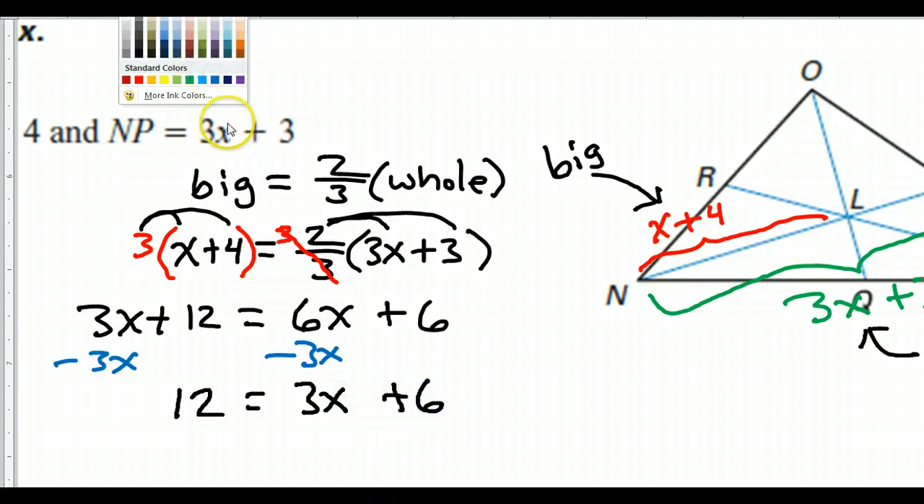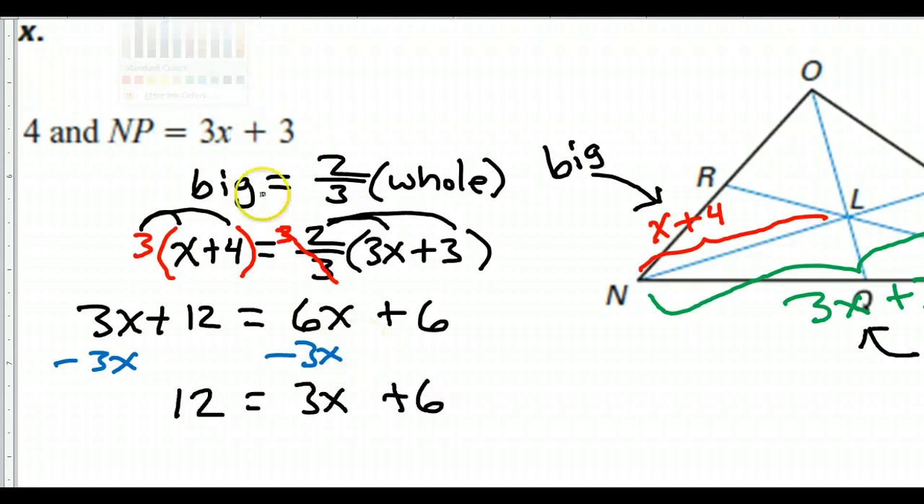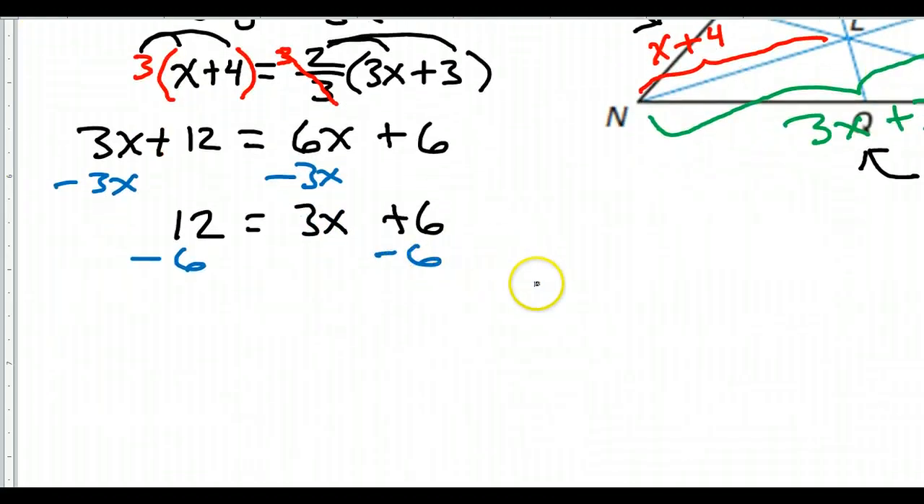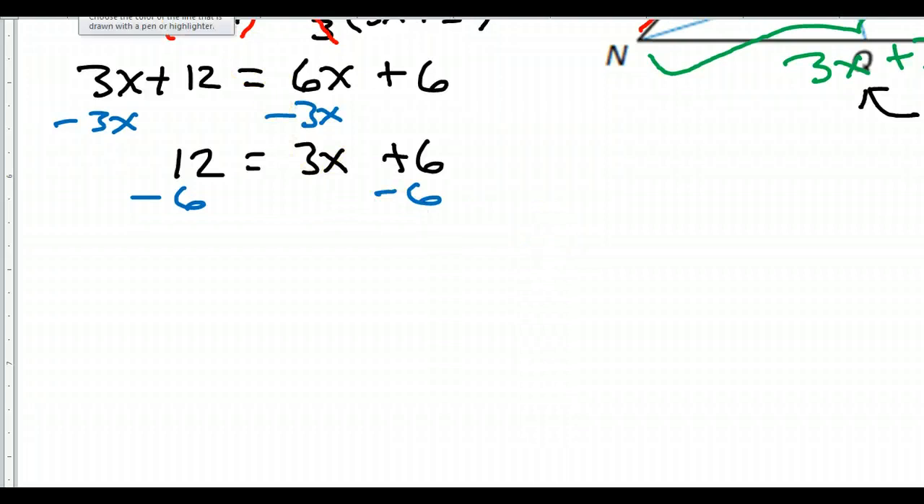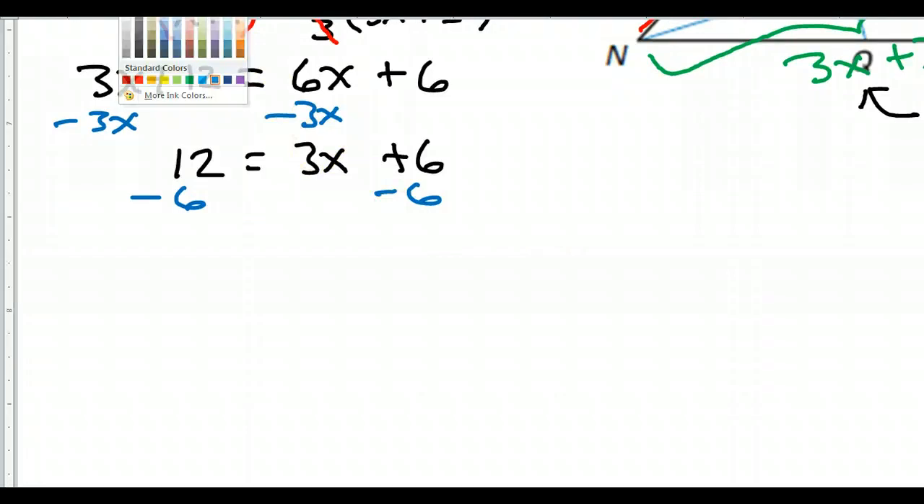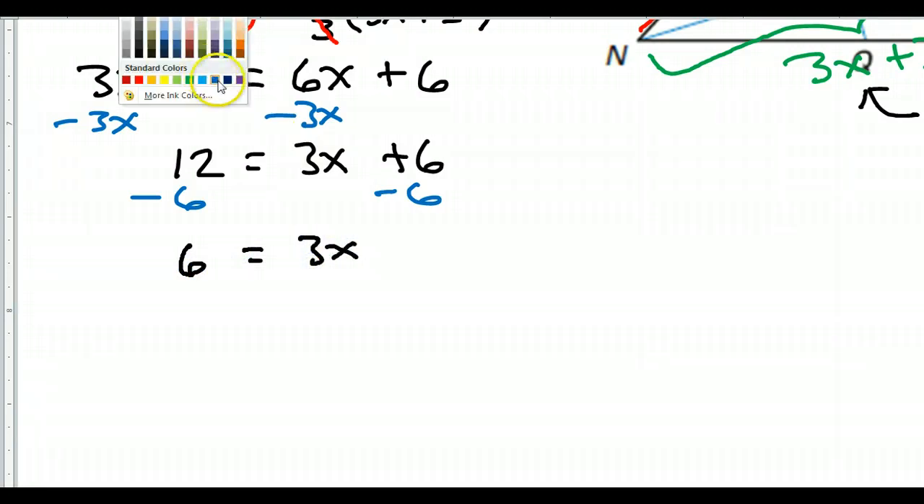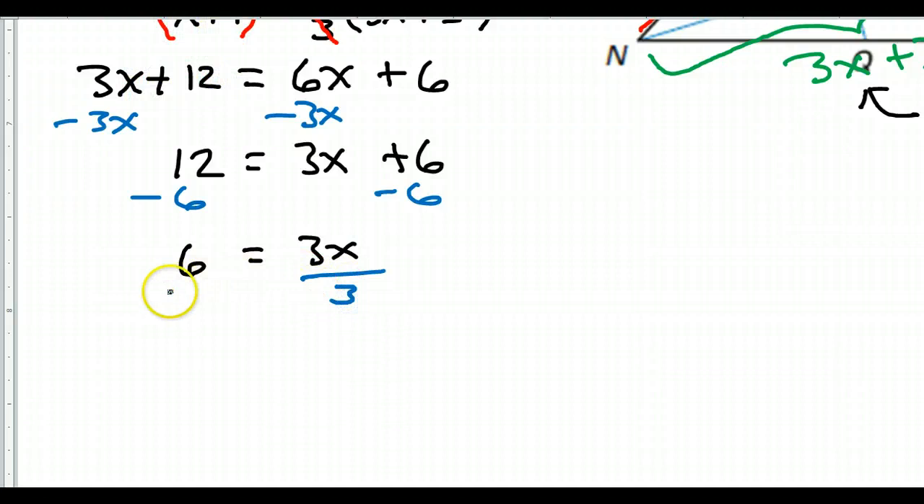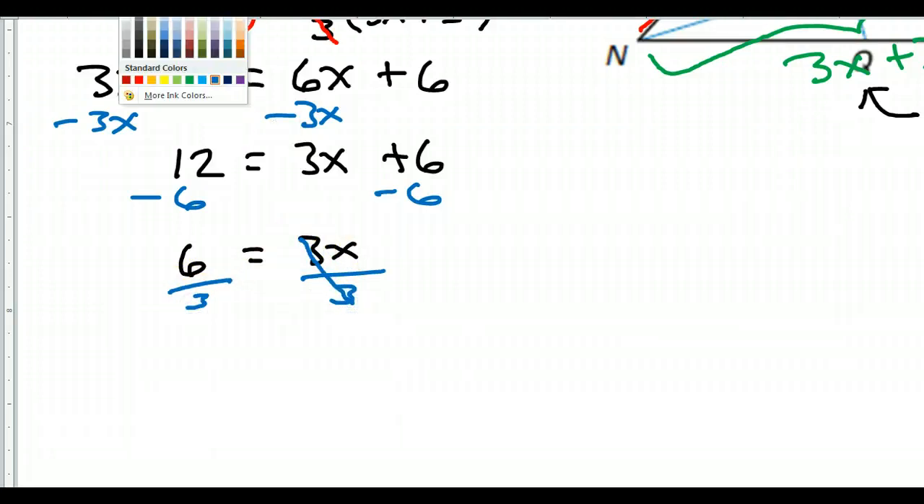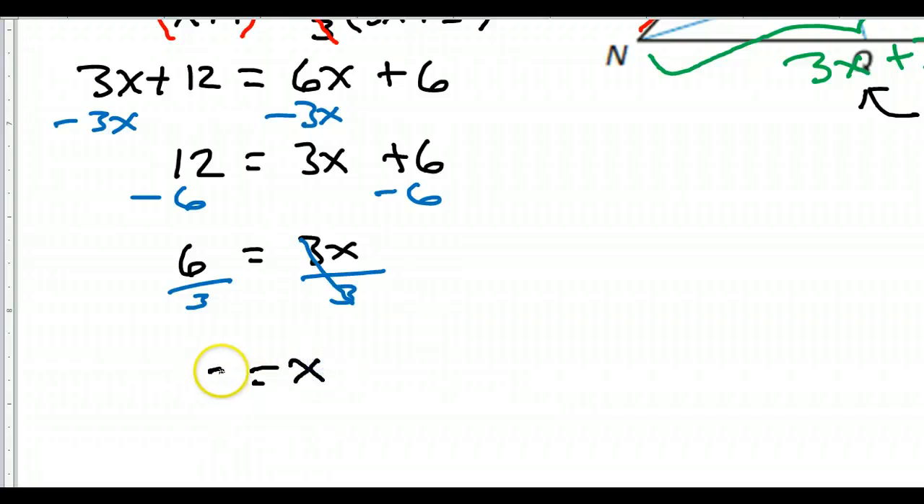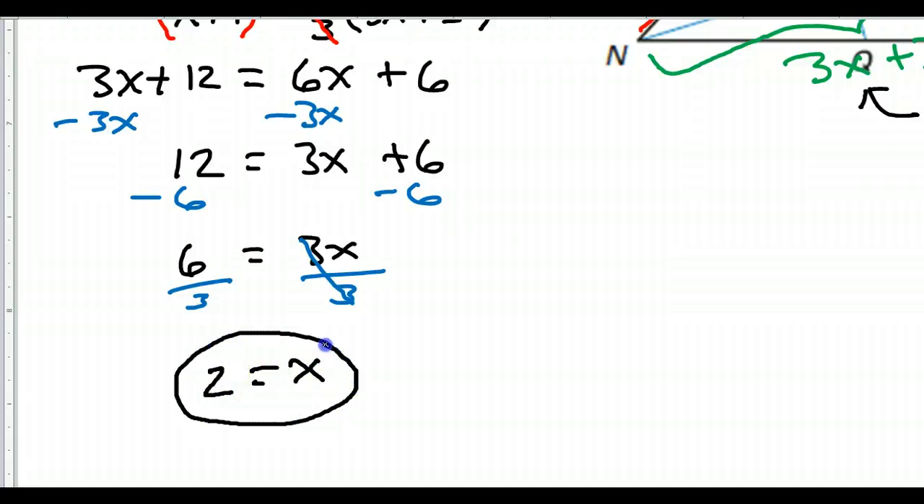Let's go ahead and subtract 6 from both sides. Minus 6 minus 6. So that is going to give me 6 equals 3x. Then it's time to divide both sides by 3. Divide by 3, divide by 3. So that's going to leave me with x equals 2. So for that problem, I'm going to have x equals 2.